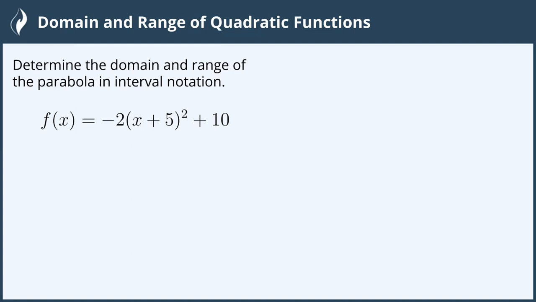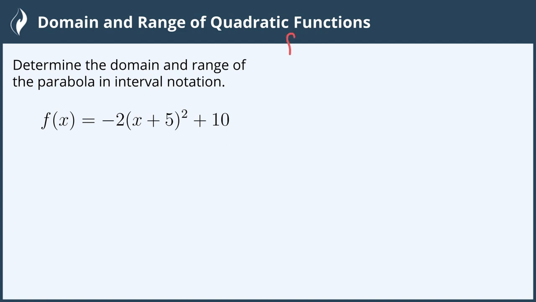Hi everyone! In this video, we will find the domain and range of a quadratic function. Determine the domain and range of the parabola in interval notation. f(x) = -2(x + 5)² + 10. This equation was given to us in vertex form.